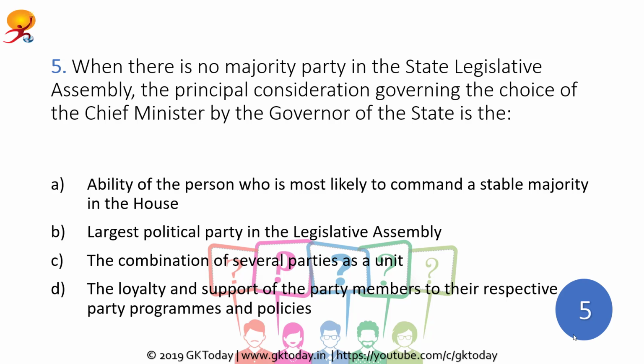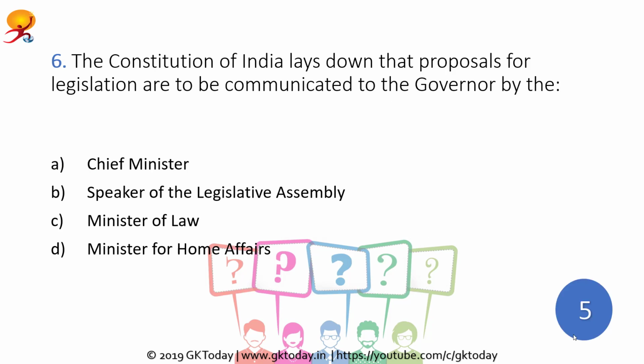When there is no majority party in the state legislative assembly, the principal consideration governing the choice of the chief minister by the governor of the state is what? Time starts now. And the correct answer is the governor chooses someone by convention who has the ability to command a stable majority in the house. The person chosen, who is the chief minister now, is then required to win a vote of confidence in the House within the next 1 month.